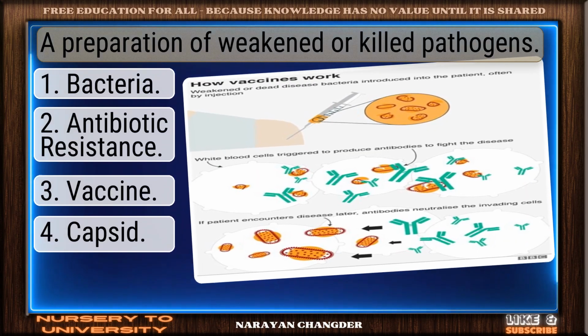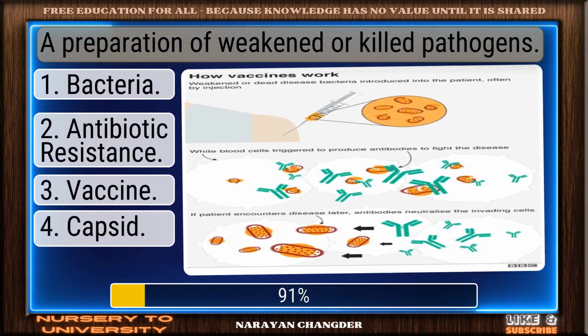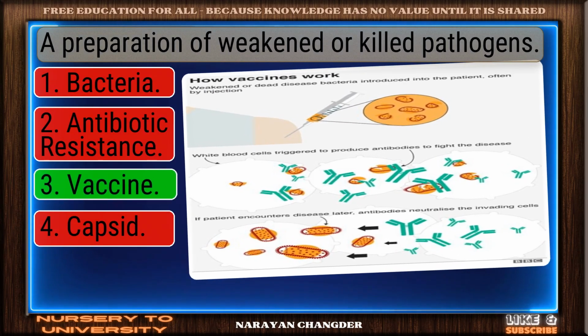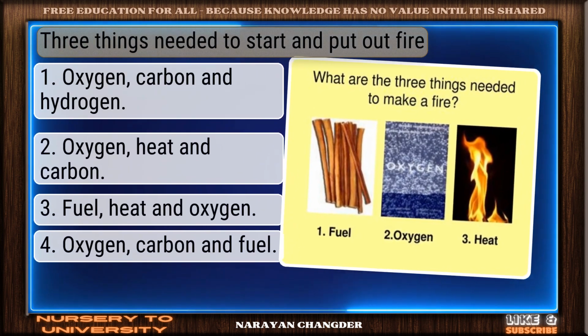A preparation of weakened or killed pathogens. Smart move. Vaccine is an accurate answer. 3 things needed to start and put out fire.